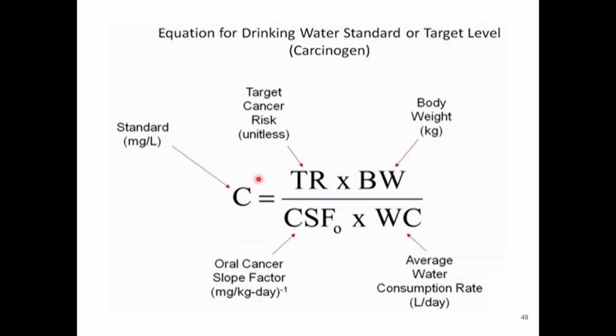And these are some of the equations for calculating. This is the equation for drinking water standard or target level for a carcinogenic substance. Here the standard, in milligram per liter, is equal to TR into BW by CSF naught into WC, where TR is target cancer risk, which is unitless, multiplied by BW, that is body weight in kg, and divided by CSF naught, the oral cancer slope factor, which is in milligram per kg day whole inverse, into WC, which is the average water consumption rate, in liter per day.